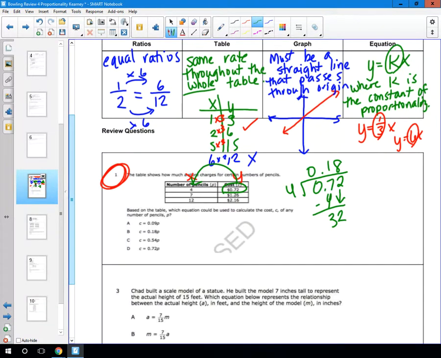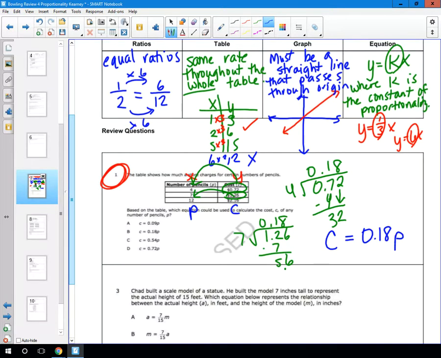And you can always check another one just to make sure. 126 divided by 7. 7 goes into 12 one time. 7 goes into 56 8 times. Okay? So that means each of my pencils are 18 cents. So basically, what are you multiplying? If this is my P and this is my C, am I multiplying the number of pencils times 18 cents or the cost times 18 cents? You're multiplying the number of pencils so that your cost equals 18 cents times the number of pencils.